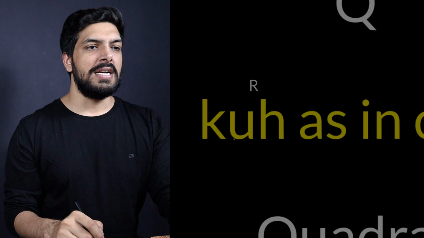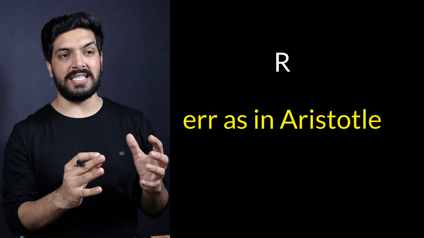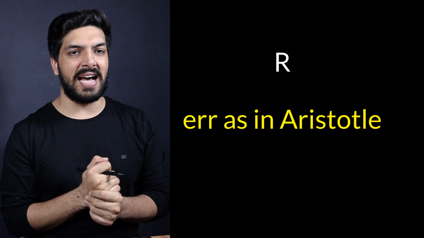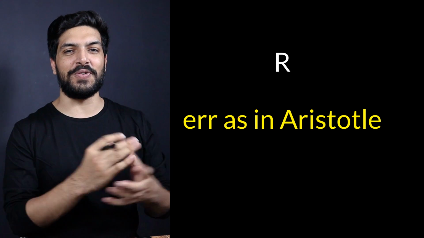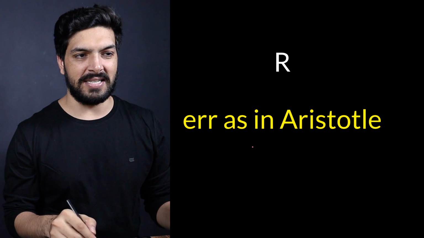Quadrant, right? R is pronounced as R. Now this is the difficult sound. You have to use your throat to say this letter. So it's R sound, little bit, right? You have to do a lot of gargles in order to practice this letter. It's R sound. So you might have heard this Aristotle.